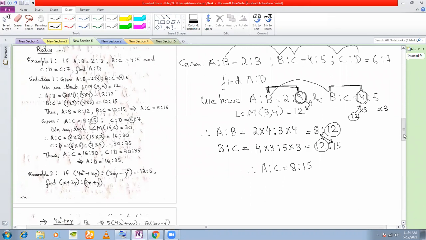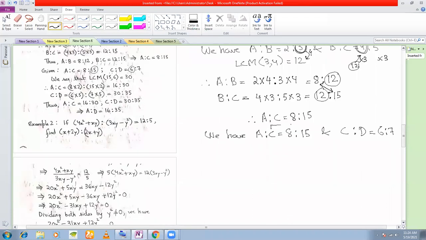Once they are same, now you can write A is to C is equal to 8 is to 15. Okay. Now we work with A is to C. So we have A is to C is equal to 8 is to 15, right? And we have C is to D is equal to 6 is to 7. Now we again work with the consequent of this and the antecedent of this. So what is the LCM of 15 and 6? The LCM of 15 and 6 is 30.